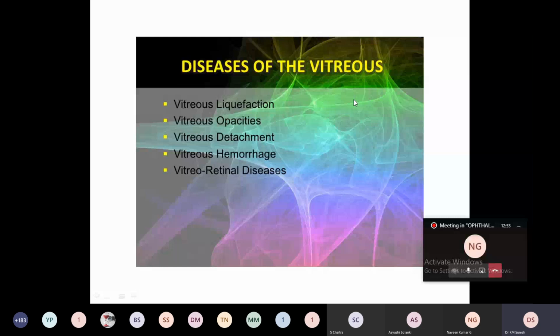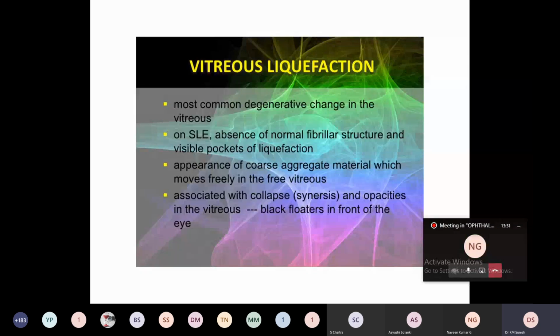Okay, after knowing the detailed anatomy of the vitreous, now we will come to the diseases of the vitreous. The commonest disease is vitreous liquefaction due to senility. Next you have vitreous opacities. There can be vitreous detachment from its firm attachments, and there can be vitreous hemorrhage, and you have a few vitreoretinal diseases. These form the diseases of the vitreous.